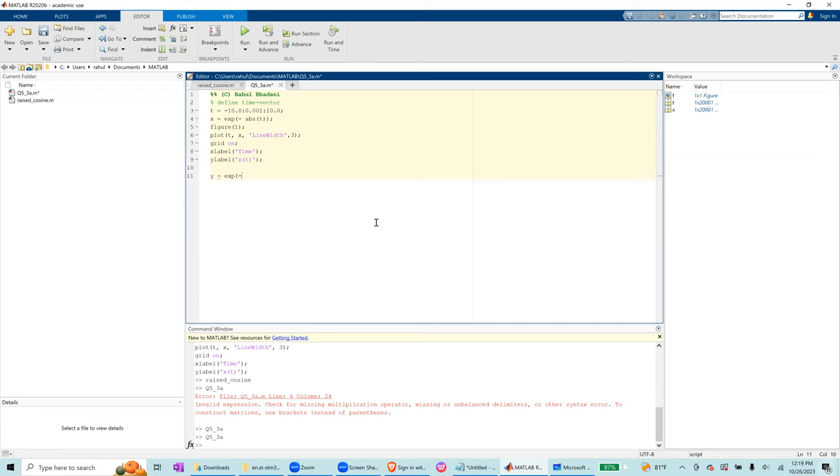Now let's write y equal to e to the power minus t multiplied by heaviside t, which is equivalent to the u function, the unit step function. Then we'll just copy these and plot y instead. Then I create another section and run this section.